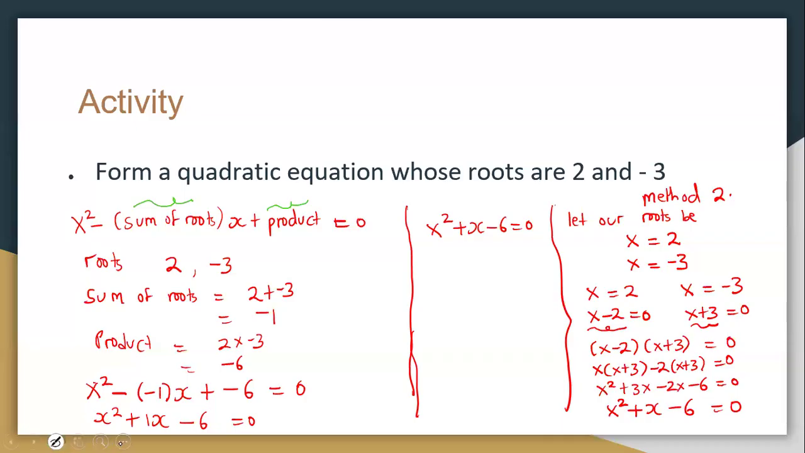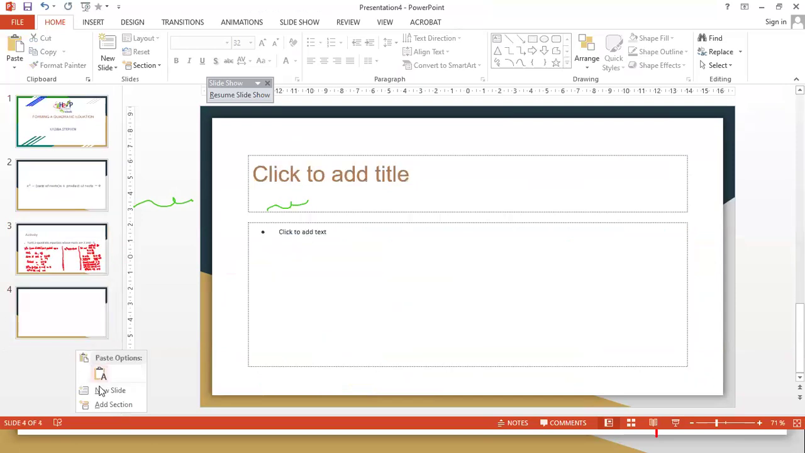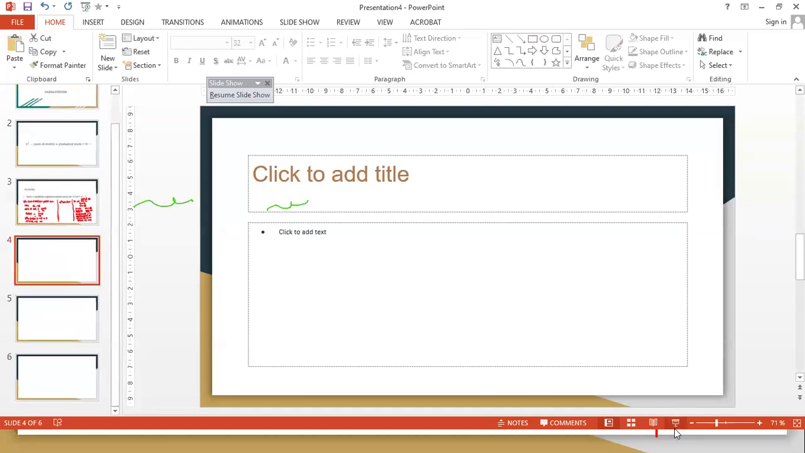We can try out another number. Still, we have been given the roots of the equation, and they have given us 8 and 4. So we have 8 and 4 as our roots.